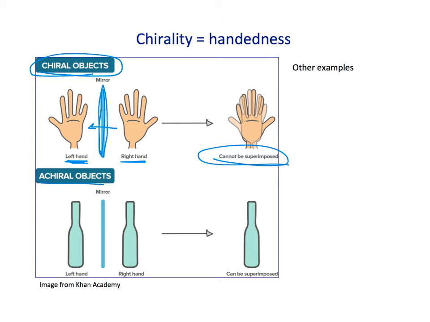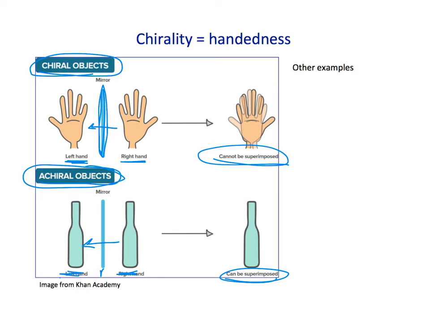Conversely, achiral objects are any objects that are superimposable with their mirror image. For example, we could take this bottle and reflect it into the mirror, and what we get is essentially the same bottle. If we superimpose them, they superimpose perfectly, and so the initial bottle was achiral. We can think of other examples of achiral objects as well.